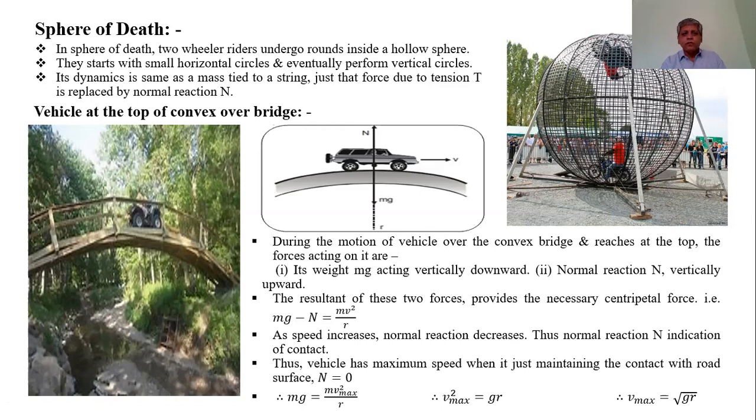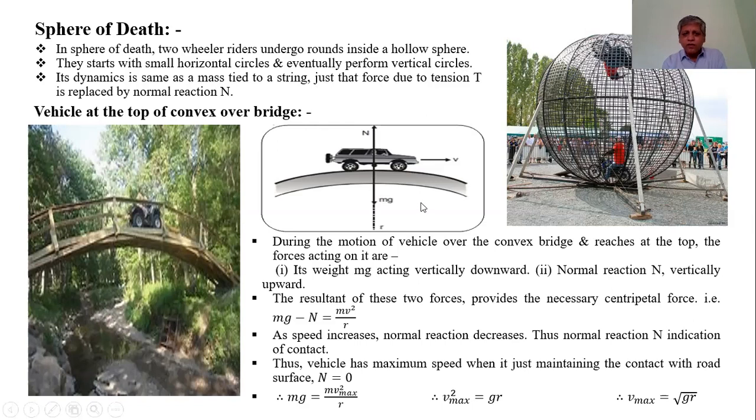This is the difference between the sphere of death and a mass tied to one end of a string. All the expressions for a mass tied to one end of a string and the expressions for the sphere of death are the same. Remember these things. Instead of tension, we replace it with normal reaction only. The expressions will remain the same as studied earlier in the article on a mass tied to one end of a string.